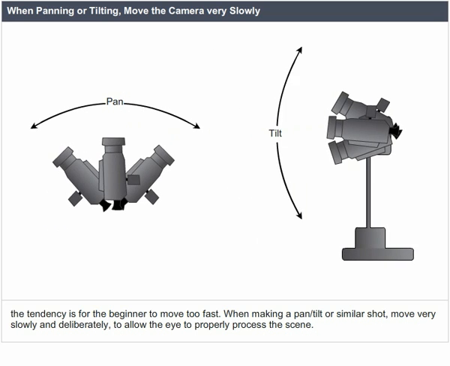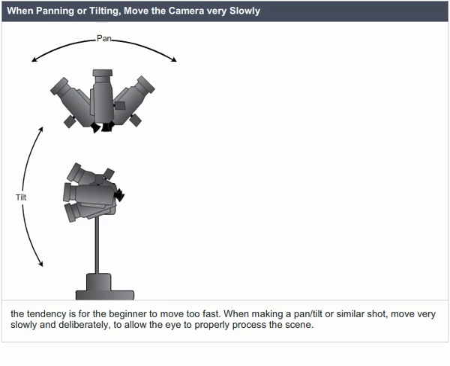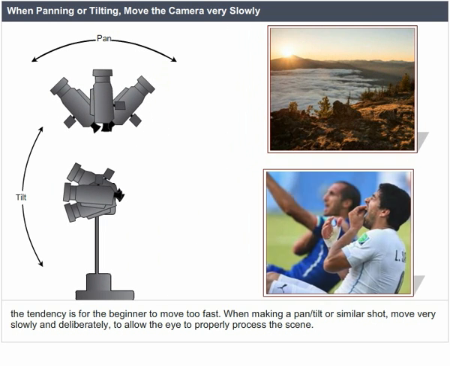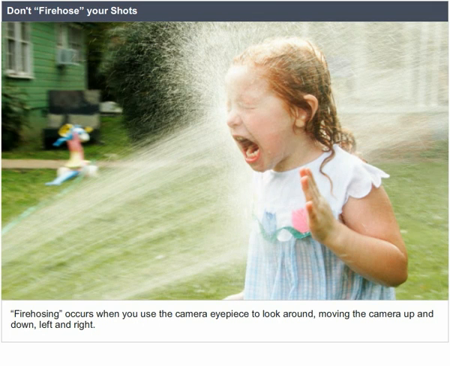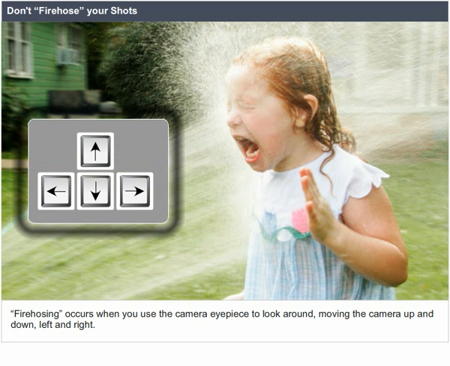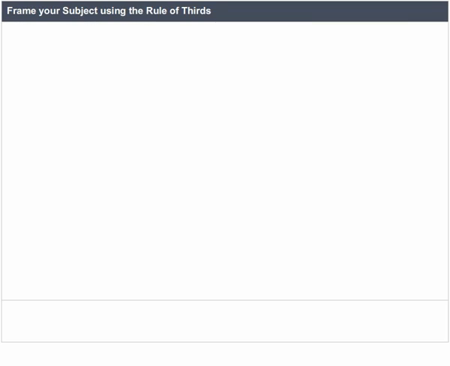When making a pan, tilt, or similar shot, move very slowly and deliberately to allow the eye to properly process the scene. Don't fire hose your shots. Fire hosing occurs when you use a camera eyepiece to look around, moving the camera up and down, left and right. Frame your subject using the rule of thirds.